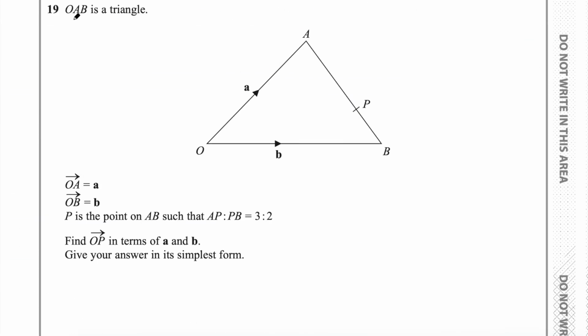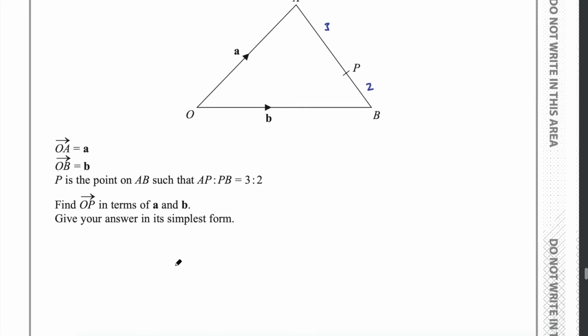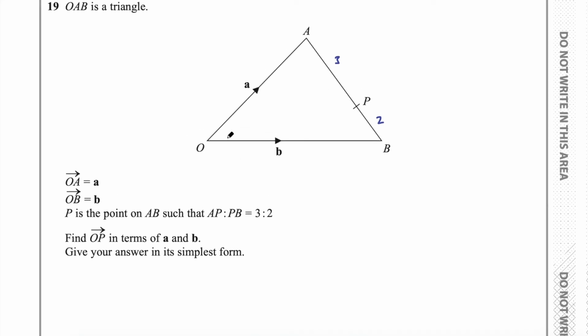Question 19 says OAB is a triangle. Vector OA equals A, vector OB equals B. P is a point on AB such that AP to PB equals 3 to 2. So the ratio here is 3 to 2. Find OP in terms of A and B. Give your answer in its simplest form. Okay, so in order to find OP, which is this one, firstly I will need AP, the vector AP, or PB, either one. I'm going to find AP, but you could do it the other way.